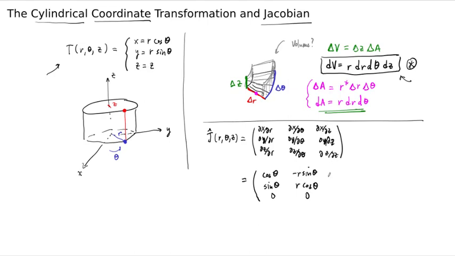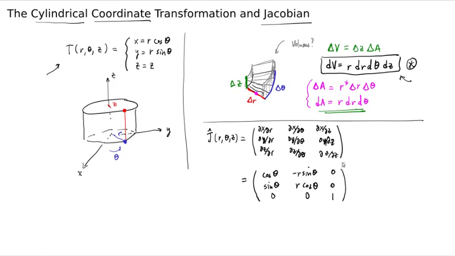And finally, the third column here is the z derivatives of these functions. And now the roles are flipped, right? So x and y do not depend on z. There's no z's in their equation. And z only depends on z. And we can easily compute that these derivatives are 0, 0, and 1. And so that's our Jacobian matrix.